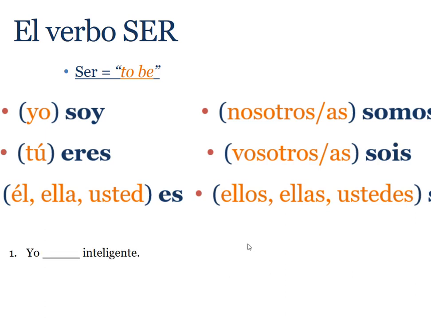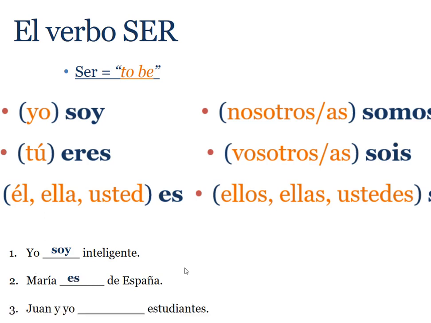So now, let's see. If we have a yo, how do we say I am intelligent? Yo soy. That will always go with soy. Every time you see I, it's going to go with that one. Maria is a she. It's one person. It's not I. It's not you. It's going to go under here when it's only one person. So María es de España.